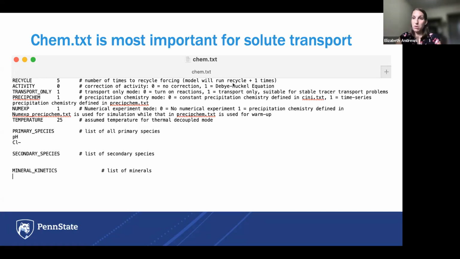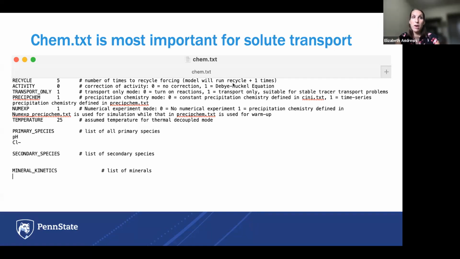And then you can say you've reached steady state and then you can start your numerical experiment. So here we've recycled 5 times. We've given the model 1 year of forcing, so it will run it 5 times plus 1 extra time. Then activity, this is for basically whether you have a high ionic strength solution or not.